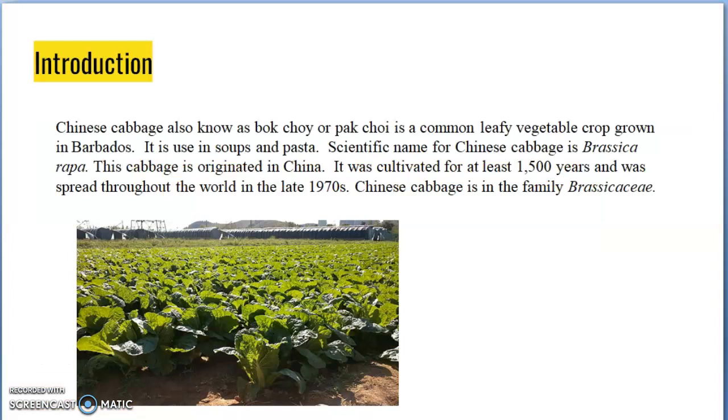So for the introduction, Chinese cabbage, also known as pak choy, is a common leafy vegetable crop grown in Barbados. It is used in soup and pastas. Its scientific name is Brassica rapa. The cabbage originated in China. It was utilized for at least 1,500 years and was spread throughout the world in the 1970s. The Chinese cabbage belongs to the Brassica family.